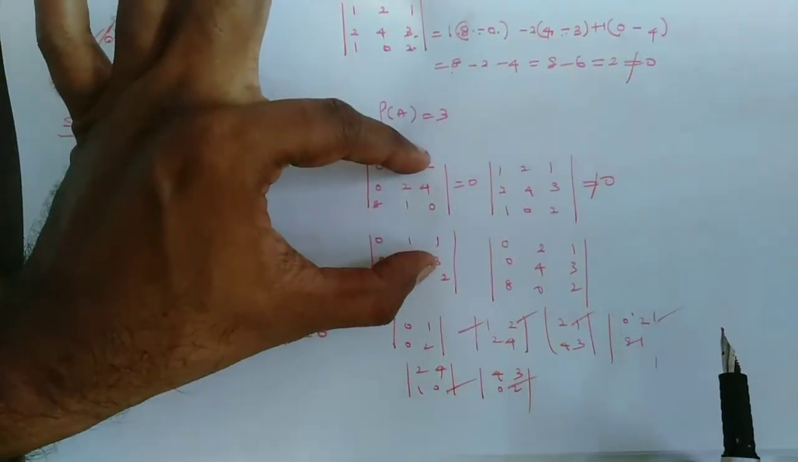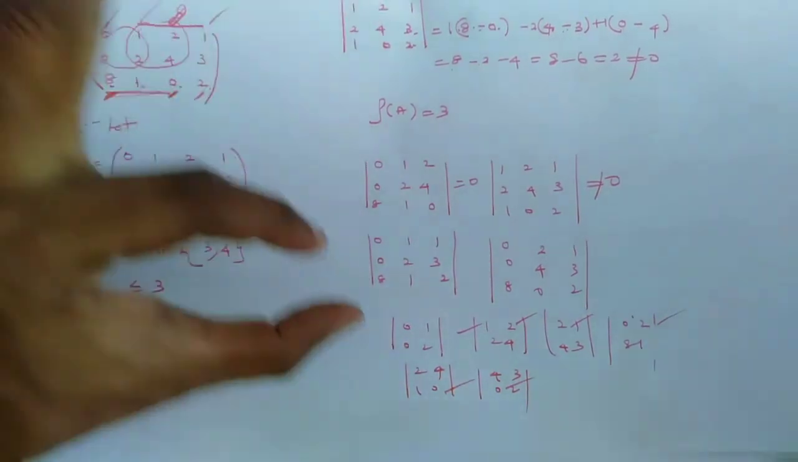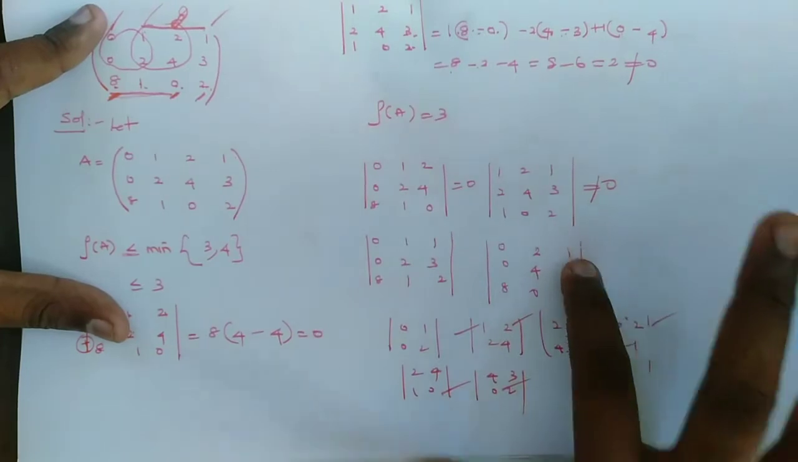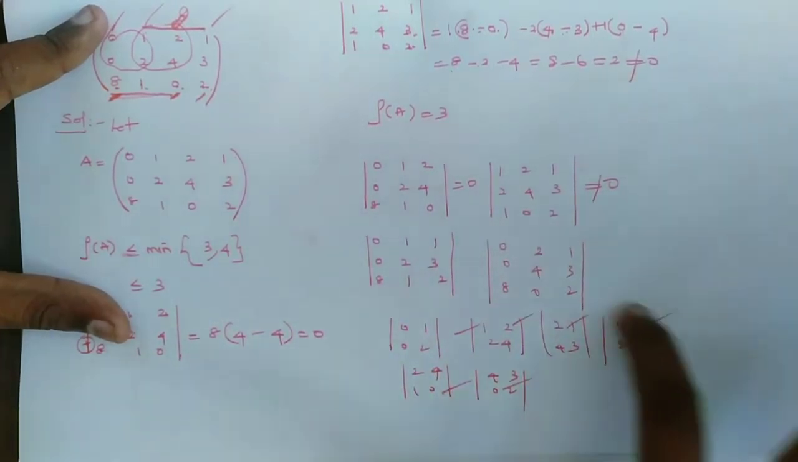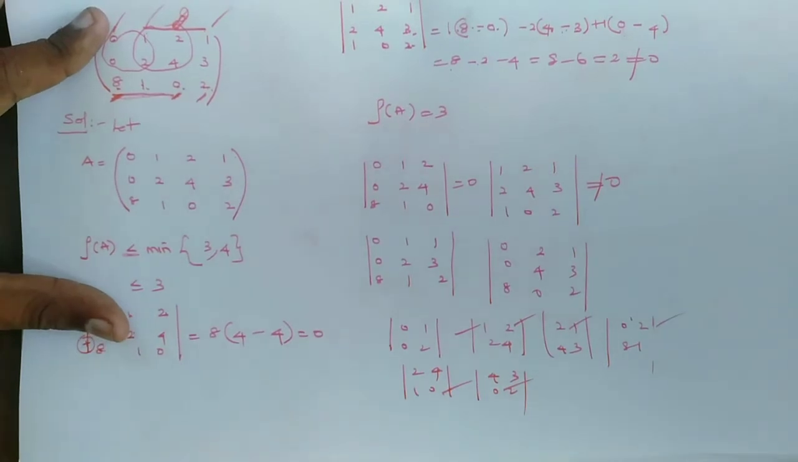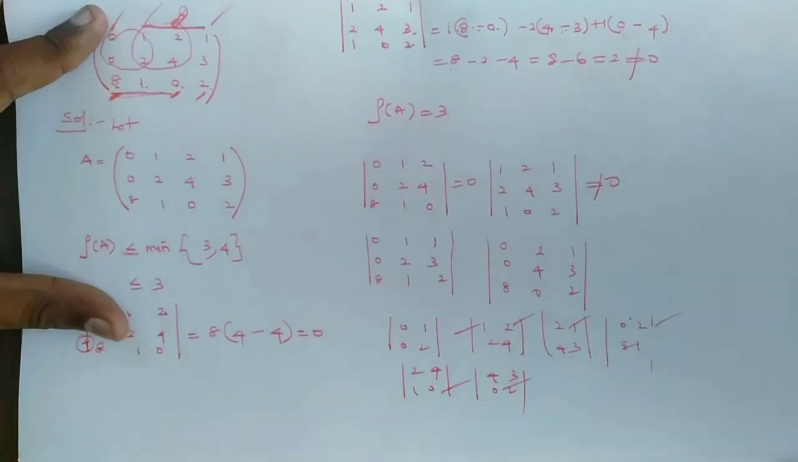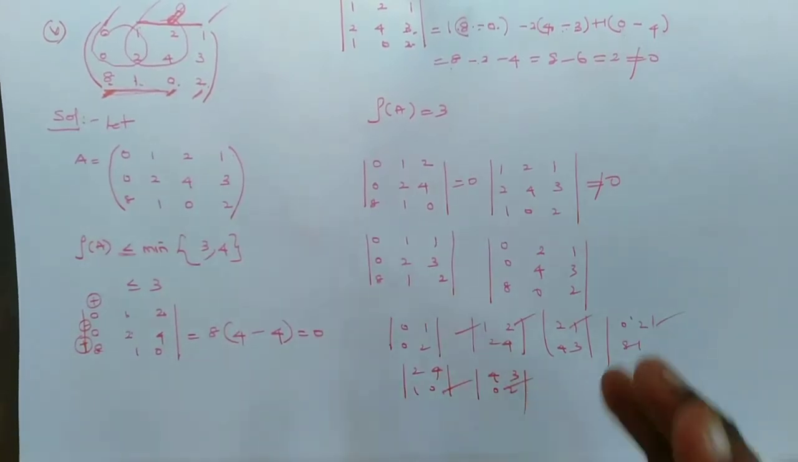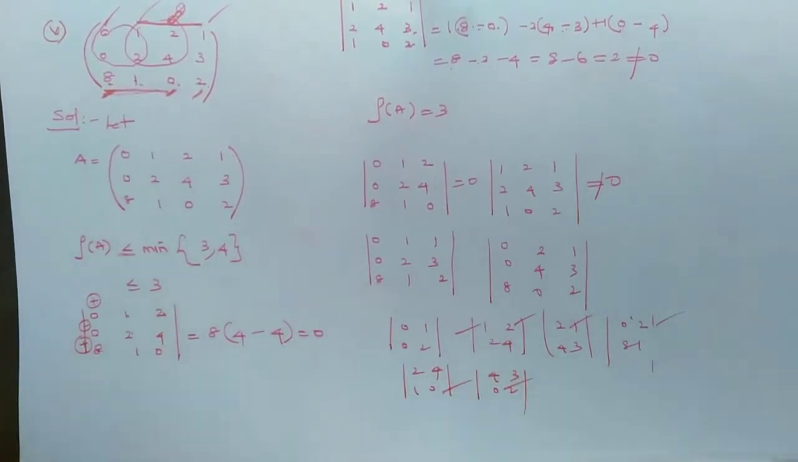Rank of A is not 3, rank of A is not 2, and surely rank of A is 1. Suppose these are 0. If in any one of these 2 cross 2 determinants it is not equal to 0, rank of A equals 2. If all are 0, rank of A equals 1. So I think I made you understand how to derive this minor method. Thank you.